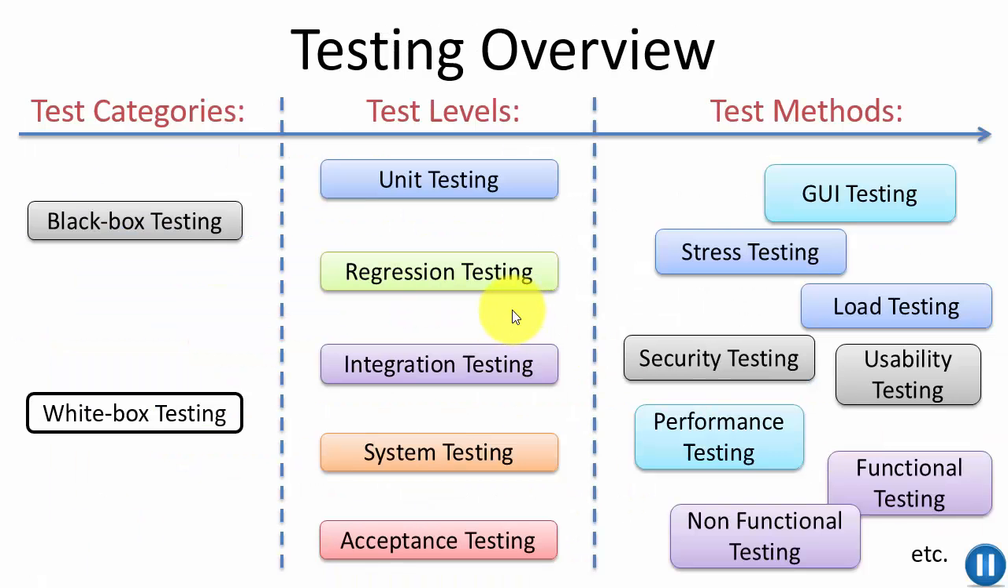So let's summarize. We have these test categories: black box testing and white box testing. And we have these different kinds of test levels: unit testing, regression testing, integration testing, system testing, and acceptance testing. And all these require different test methods. You need to test the graphical user interface. You need to do some stress testing and load testing. This means you need to test the system with many users and a big amount of data.